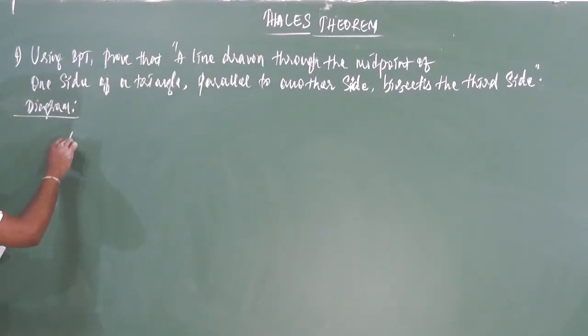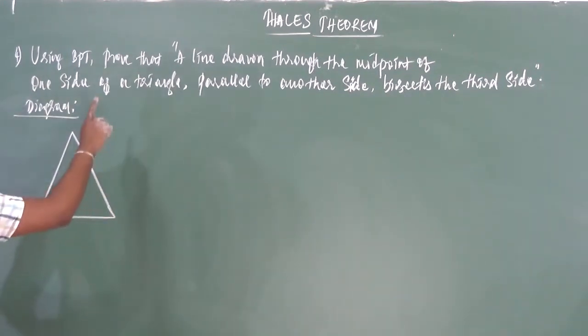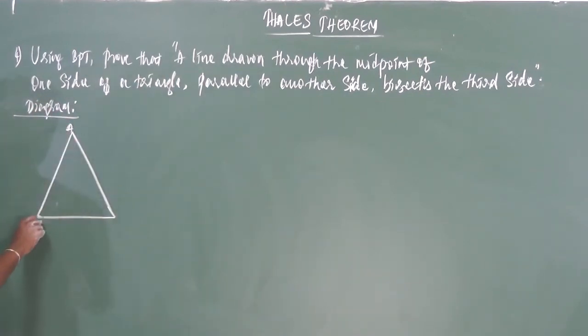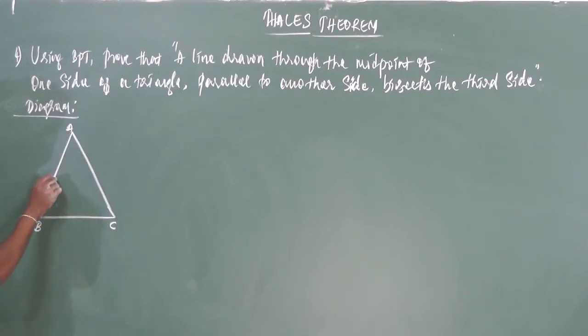I am going to draw a triangle here. That is the data, the hypothesis part of the statement: a line drawn through the midpoint of a side of a triangle. I will name the triangle ABC. I will select side AB and its midpoint, which I will call P. P is the midpoint of AB, so AP is equal to BP.